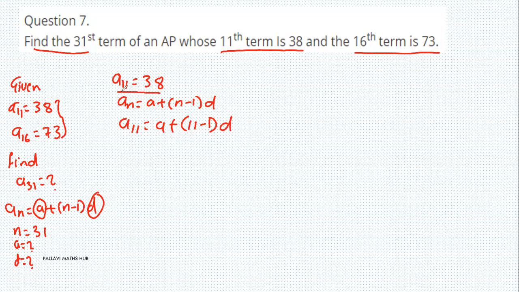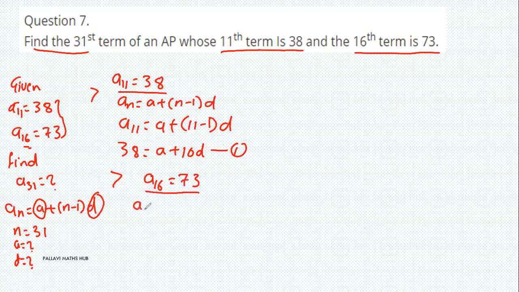The given value of A11 is 38. So 38 is equal to A plus 11 minus 1, which is 10D. I call this equation 1. Next, I am using this condition: A16 is equal to 73.